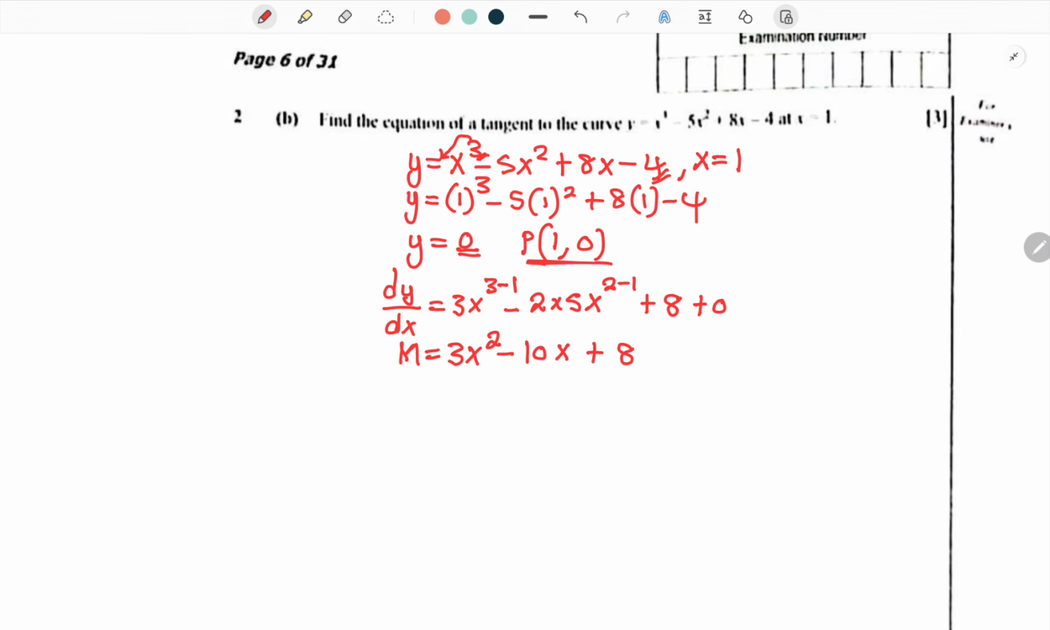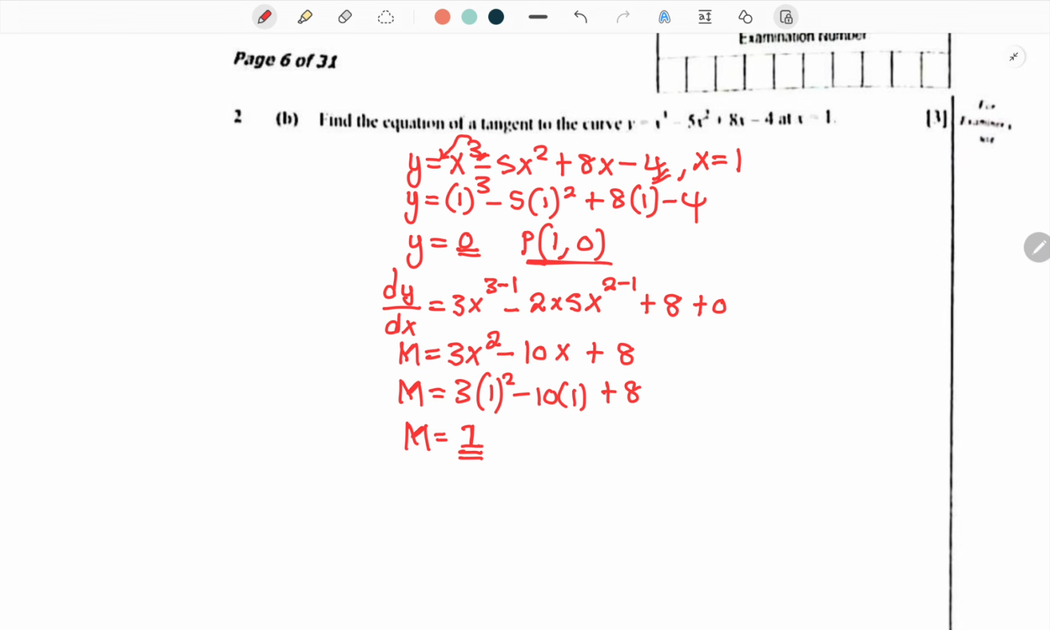When you reach here, you can actually put in your 1. So we insert our 1 into this particular equation and see what we are going to get. When we insert in our 1, we have 3(1 to the power 2) minus 10(1) plus 8. Notice that what we are getting as our gradient is actually 1.